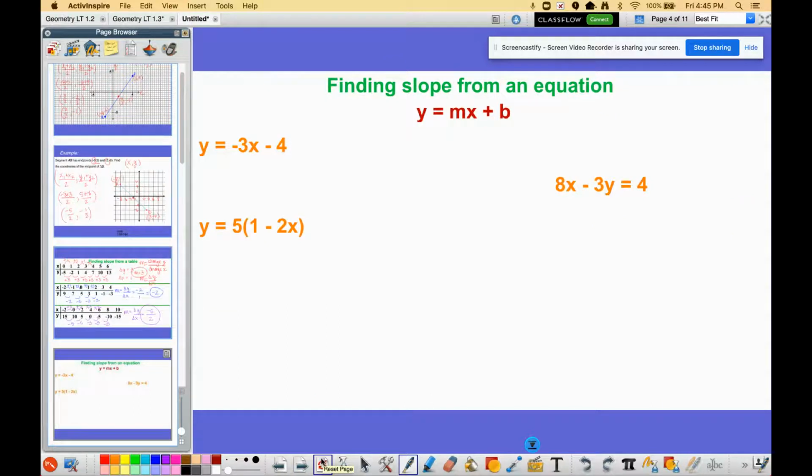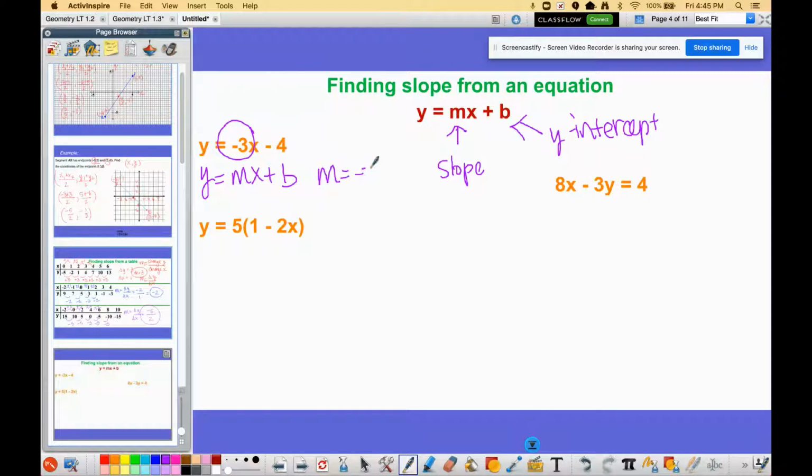Now, what if we have an equation and we need to find the slope? You know the slope-intercept form, y equals mx plus b. m is our slope, b is our y-intercept. Looking at my equation here, y equals -3x plus 4, I can see that my slope is -3. My y-intercept is 4.